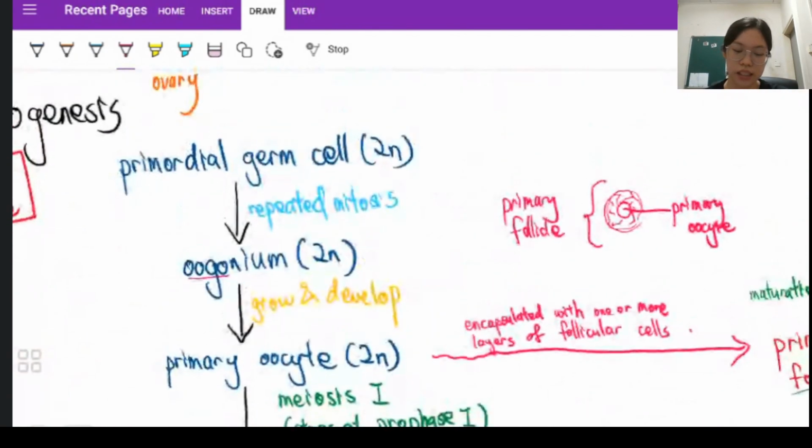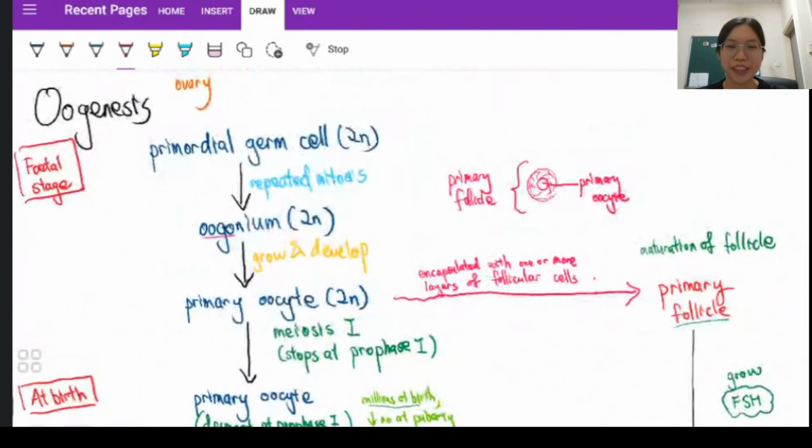So let's see it once again. Oogenesis is where the primordial germ cell, during the fetus stage, where we are still fetuses inside the mother's womb, will undergo repeated mitosis to form oogonia. The number of chromosomes stays the same. Then the oogonia will grow and develop to become the primary oocyte. The primary oocyte will be encapsulated with follicular cells to become the primary follicle.